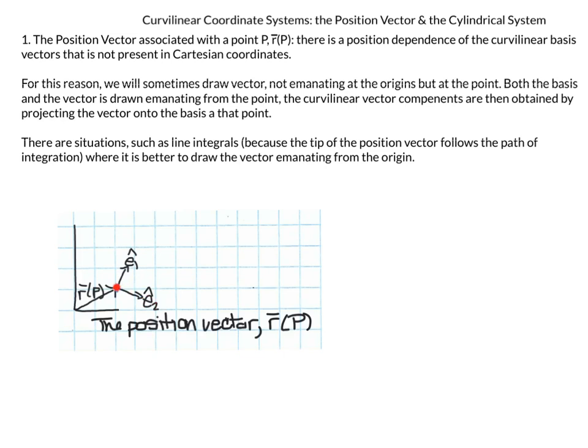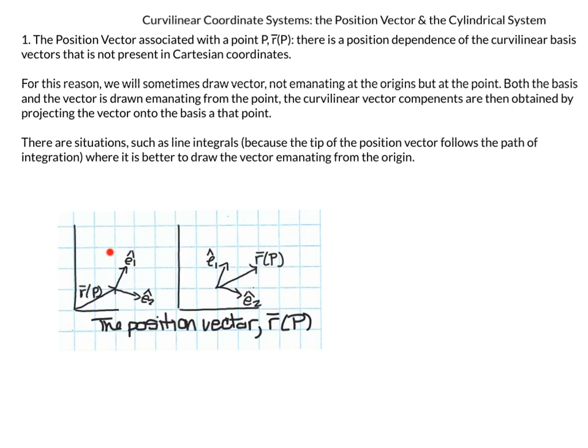I marked my point here in blue, and from what we were saying, what we would do is make our vector RP not emanate at the origin as it is now, but at the point. So in other words, we're going to move this vector RP to the point. It's a little cluttered now because I have my two basis vectors also at this point.